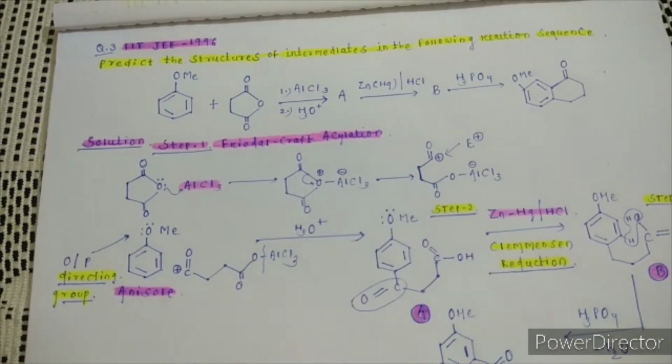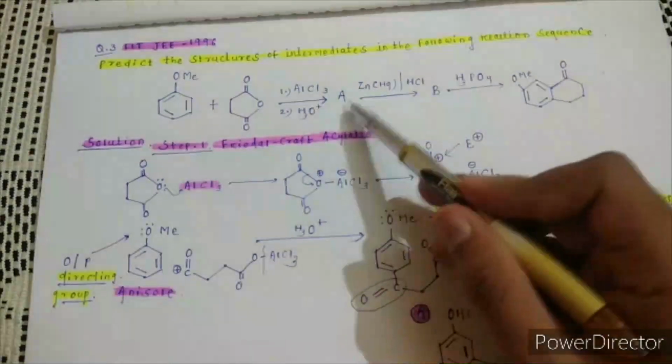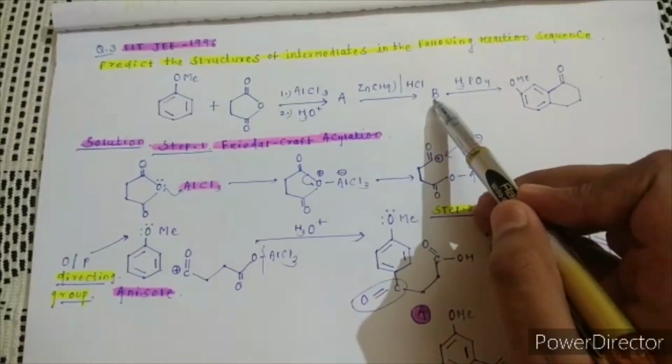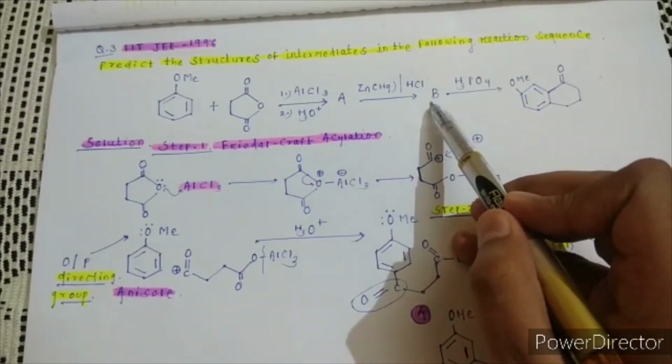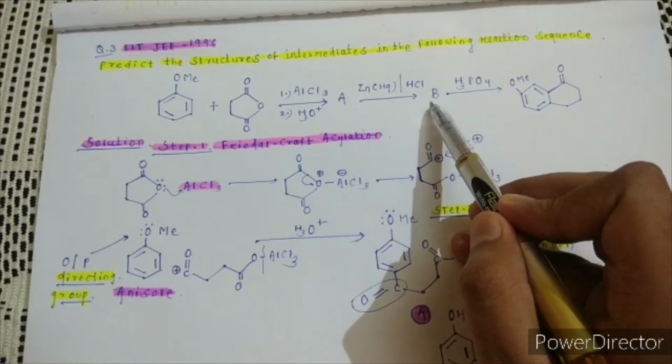Okay, so here there is no option. Here you have to find out the intermediate for this reaction, and in this question you also have to find out the product. Here, what will be A and what will be B, that you have to predict.